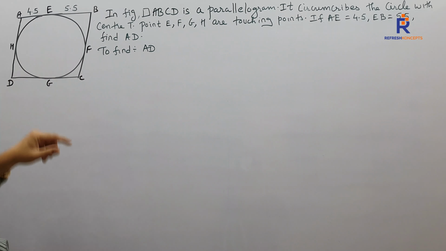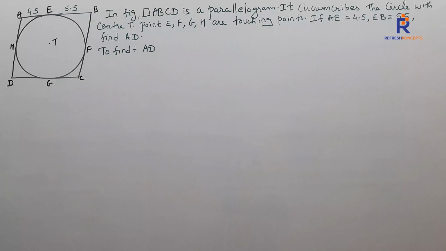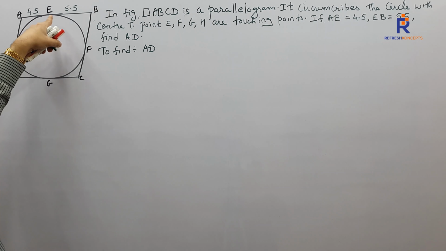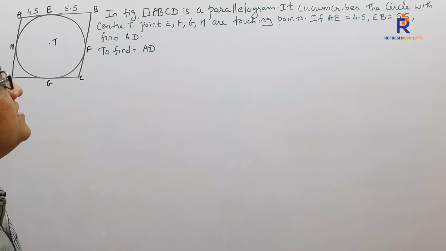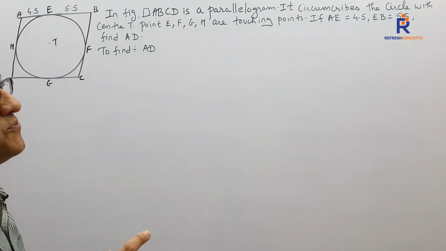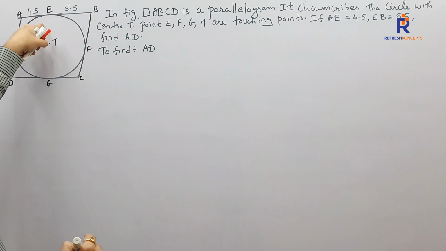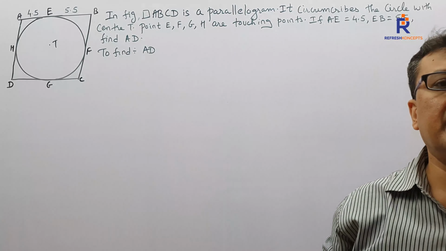with center T. Center T is what I have not mentioned, but I doubt I'll be making any use of it. Points E, F, G, H are touching points. So you can say AB, BC, CD and DA are tangents at points E, F, G, H respectively. If AE is 4.5, find EB. AE is 4.5, EB is 5.5. Find AD. Let's start.